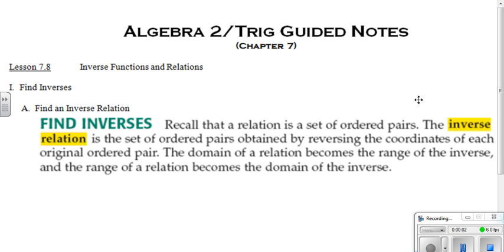Lesson 7.8 is on inverse functions and inverse relations. If we're just looking for inverses, recall that a relation is a set of ordered pairs, which means that the inverse relation is the set of ordered pairs obtained by reversing the coordinates of each original ordered pair. So essentially, the trick is always to switch x and y. If you just switch your x and your y around, that would be an inverse.